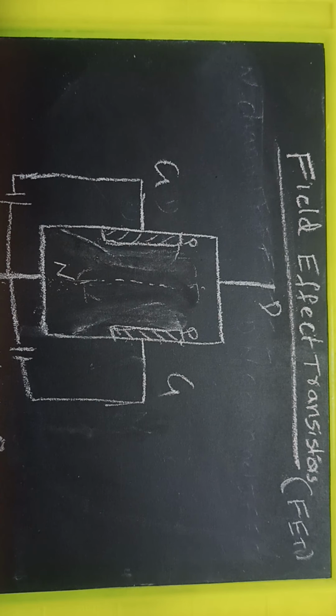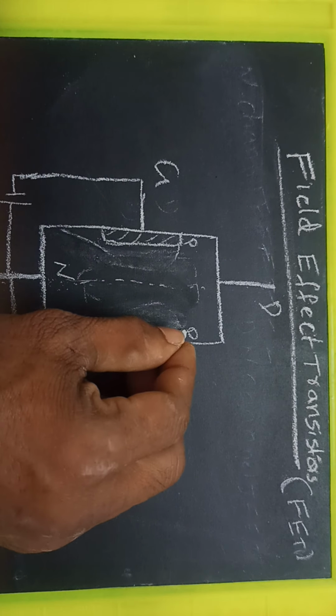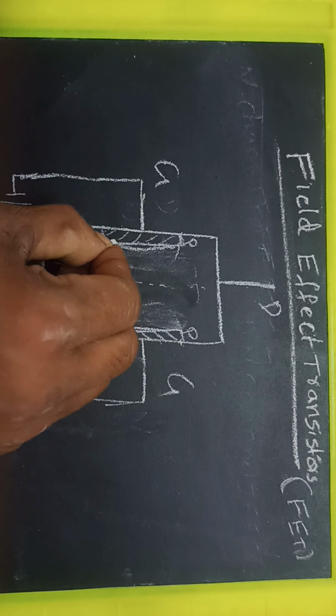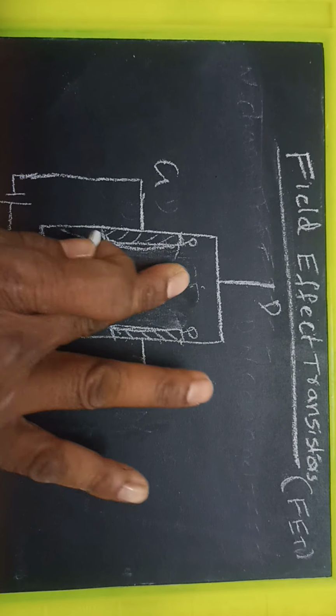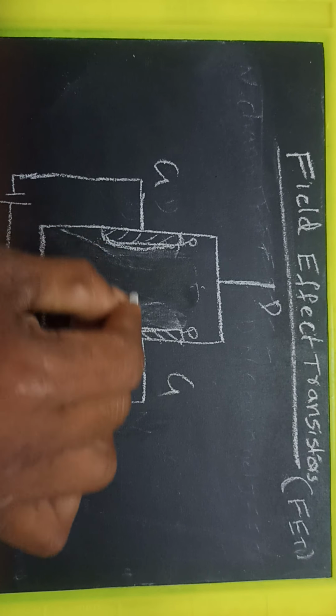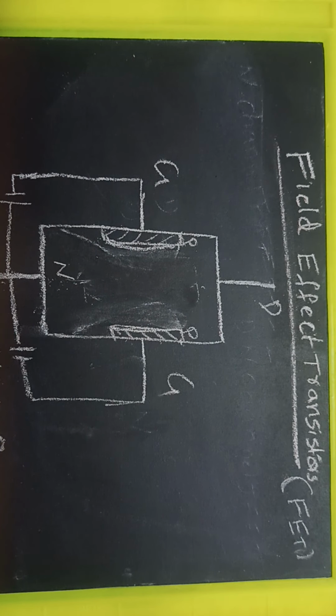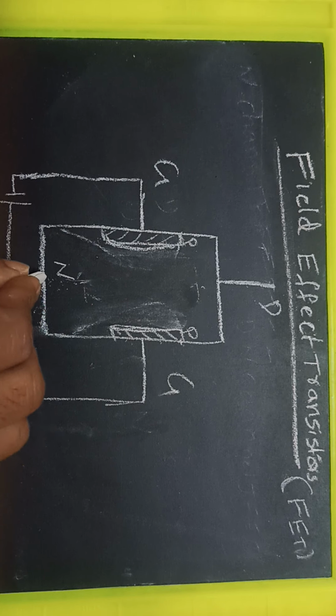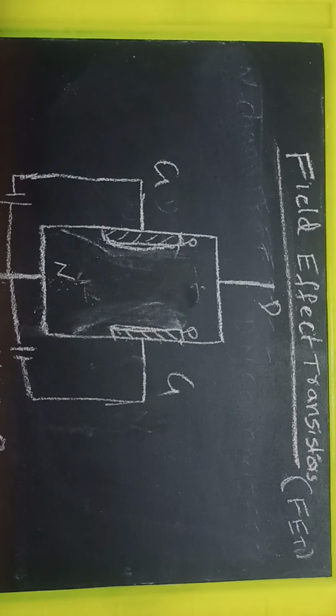Because when VGS is 0, the width of the depletion layer is small. So that's why the channel width is maximum. So that's why a high amount of current is flowing from source to drain.